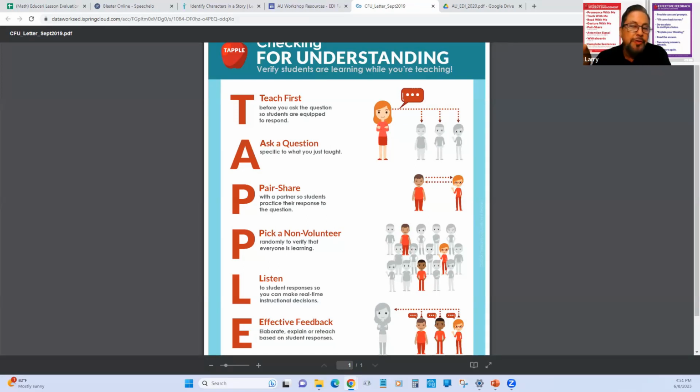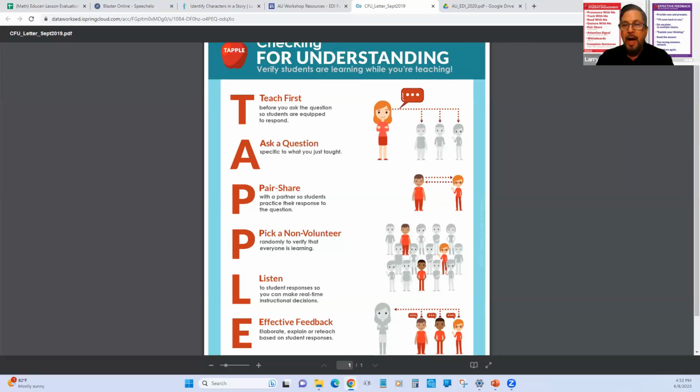We already went through the effective feedback, but remember, the effective feedback is to make sure that our 3 things: elaborate in your own words. That's what elaborate means, in your own words. Explain means give me the bulletproof definition, give me the word for word. And then reteach means we're not quite there yet. If you get 2 wrong answers, reteach.